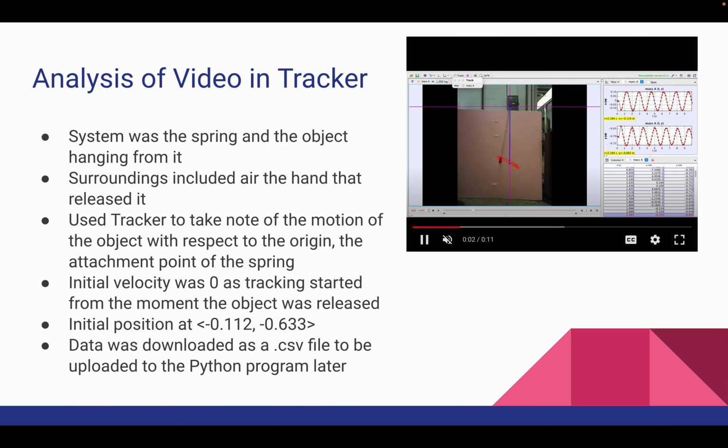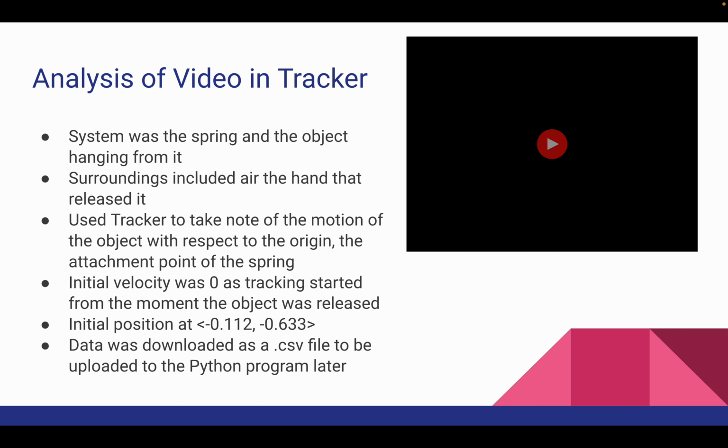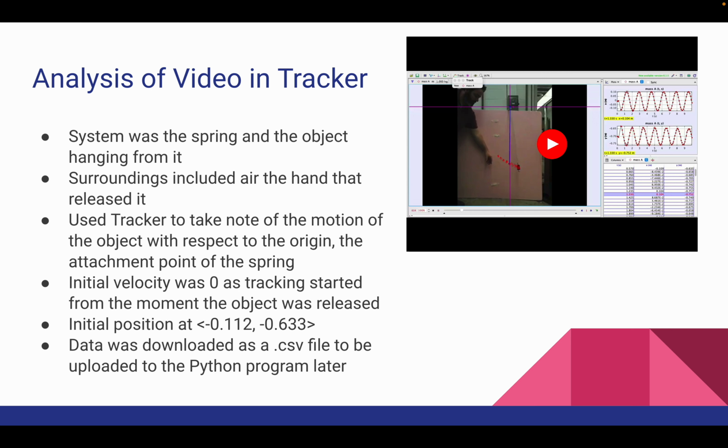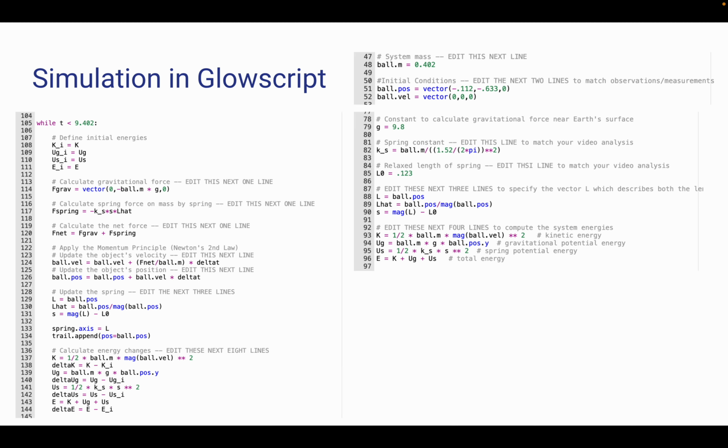Analyzing the video in Tracker, the system was the spring and the object hanging from it, and the surroundings included the air and the hand that released it. I used Tracker to take note of the motion of the object with respect to the origin, which was the attachment point of the spring. The initial position of the object with respect to that was negative 0.112 meters in the x direction and negative 0.633 meters in the y direction. The initial velocity was 0 as the tracking started from the moment the object was released. This data was downloaded into a CSV file to be uploaded into the Python program later.